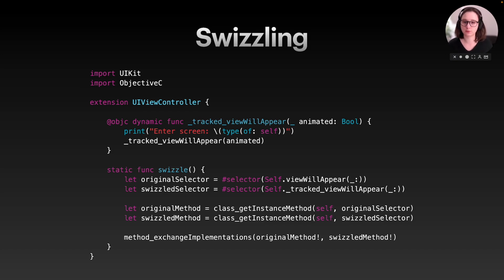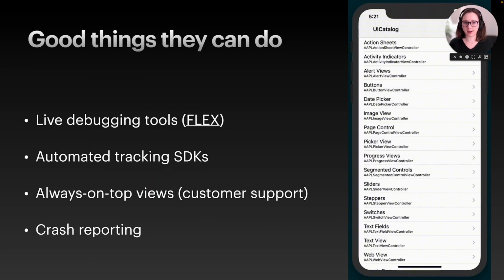In this case, it's just printing, but you can track, log these events, or basically do whatever good or bad with this approach. And gladly, all the libraries we know of, or most that we know of, are leveraging these tools for the good. There are different examples, like for example, there's a library called Flex that offers live debugging tools where you can include it in your app.